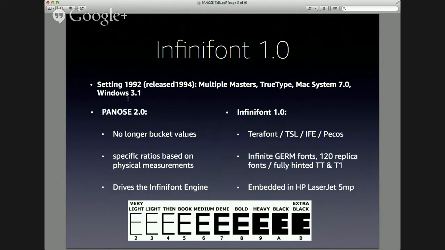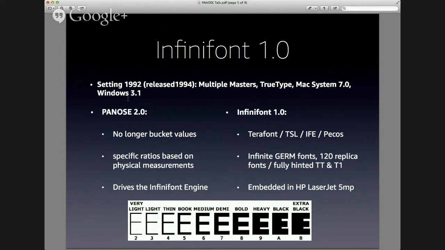So TSL was the Terafont Source Language, which was the language that we wrote to do all this development in. The IFE was the Infinifont Font Engine, which actually spun up. That was a little tiny runtime, about 350, 400K, that would spin up any of these PANOSE numbers into full font files. And Pecos was the designer studio where we worked in for software.